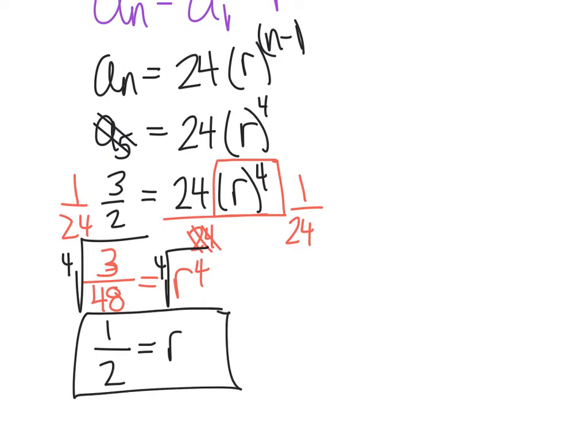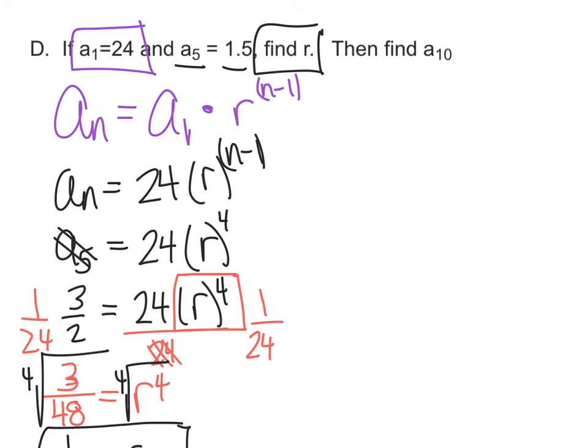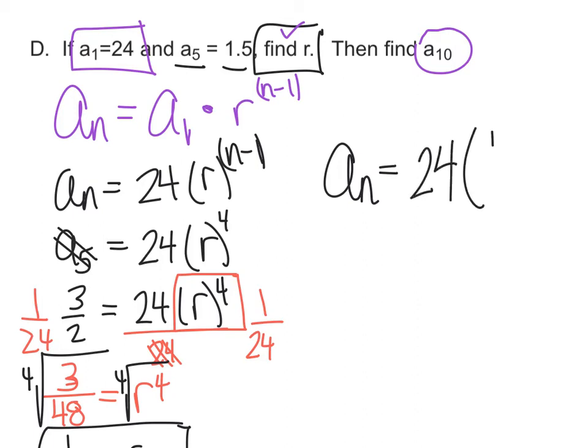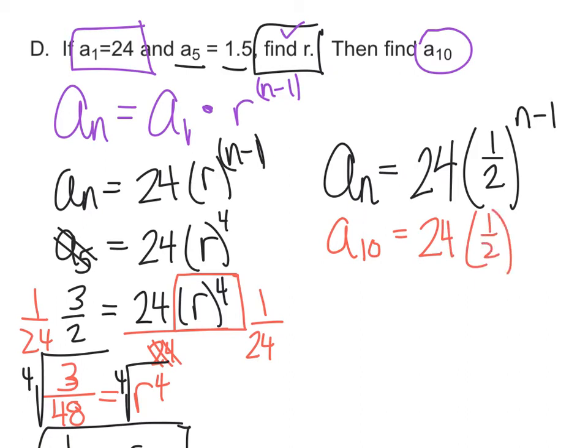Okay, so now I need to answer the question. First it said find the ratio, so check, we did that. Now it says find a sub 10. Well, let's plug in everybody we know. We know the formula is a sub n equals a sub 1, so that's 24, times the common ratio, which we just said is 1/2, to the n minus 1. So now if I want to find a sub 10, again I'm going to replace all my little n's with the number 10. So 24 times 1/2, and if I put a 10 in this n, 10 minus 1 becomes 9.